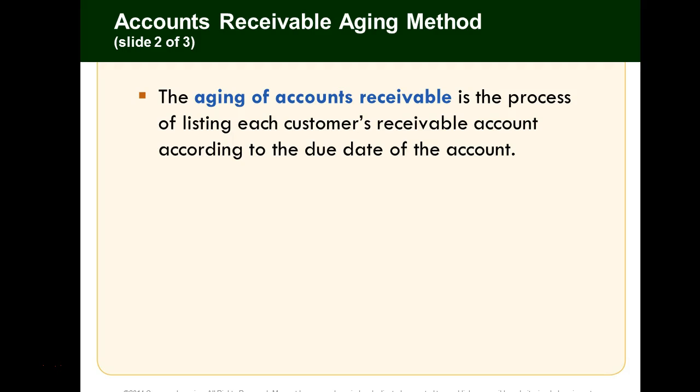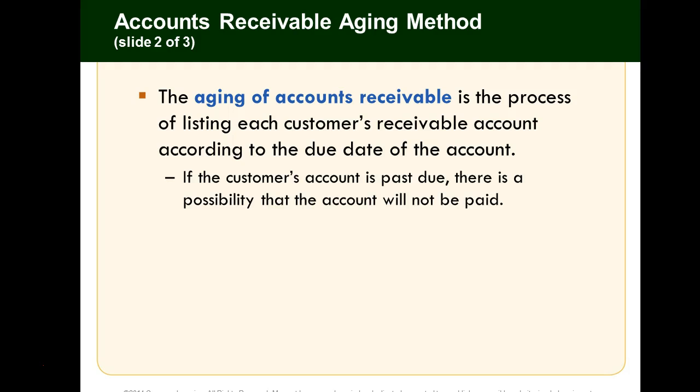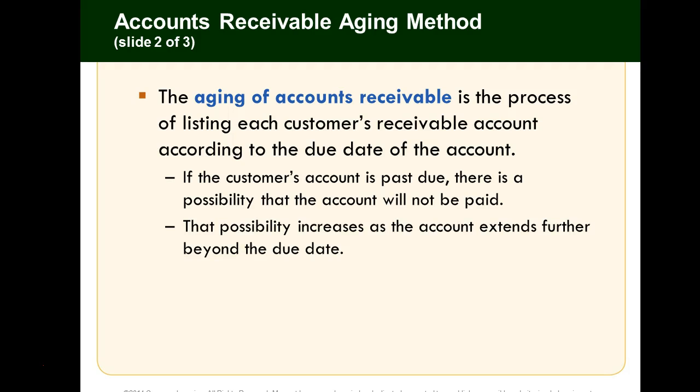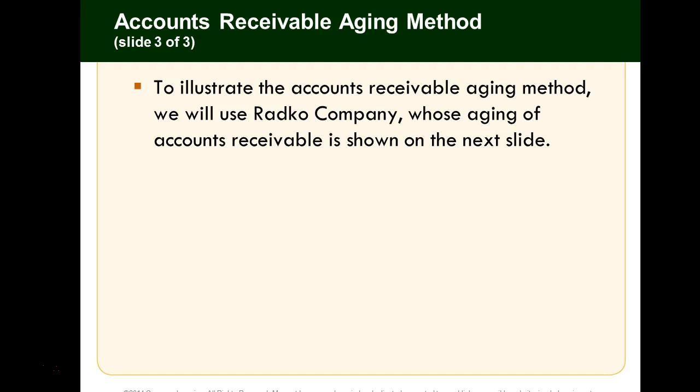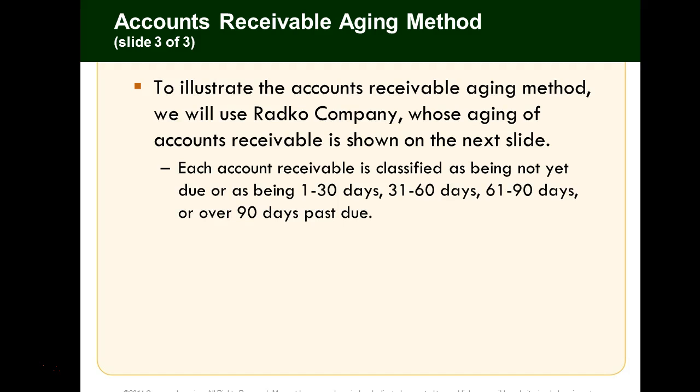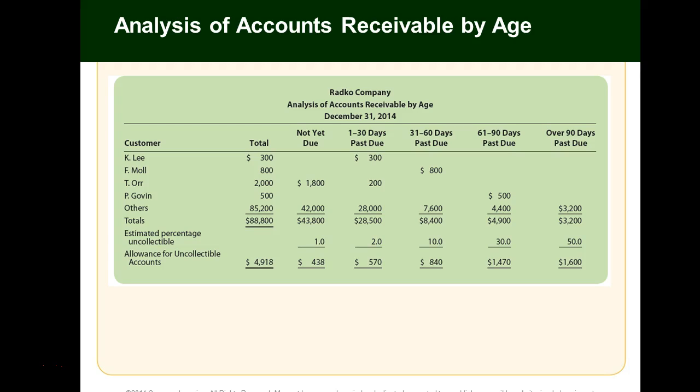The aging of accounts receivable is a process of listing each customer's receivable account according to the due date of the account. If the account is past due, chances are it might not get collected. That possibility increases as the account extends further beyond the due date. So let's look at Radco Company. What we're going to do here, Radco has various customers, and we have a total of $88,000 sitting in accounts receivable.